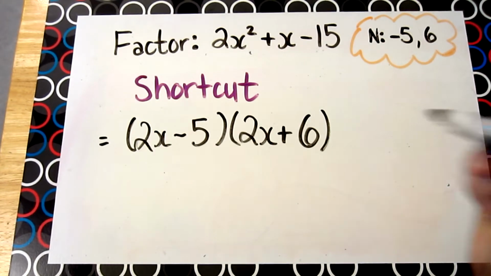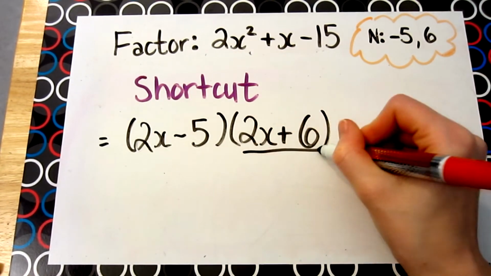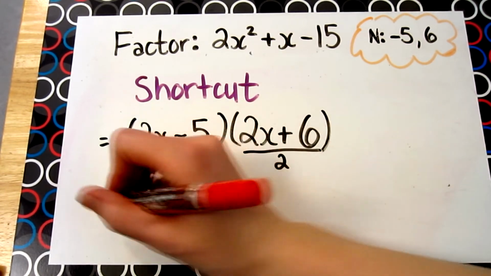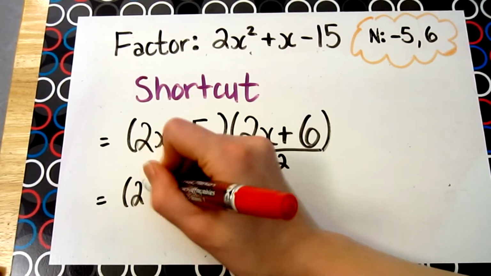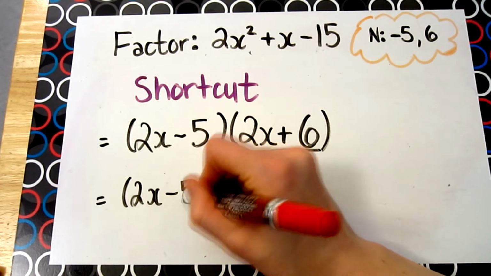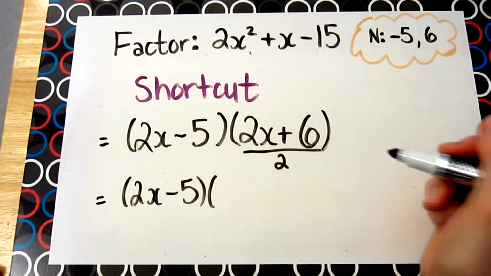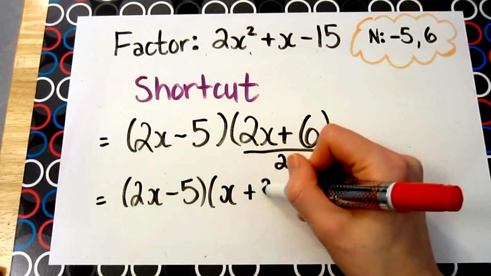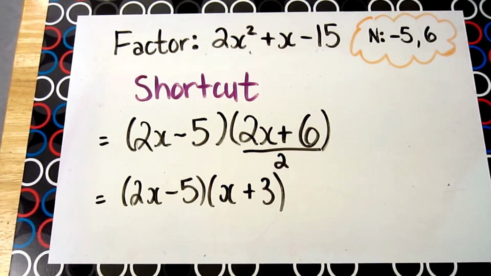So here we have 2x plus 6. The common factor is 2, so let's just divide that off. And then we'll rewrite the factors here, now applying that division of 2, leaving us with x plus 3. And if you recall, that was the same answer we got using the decomposition method.